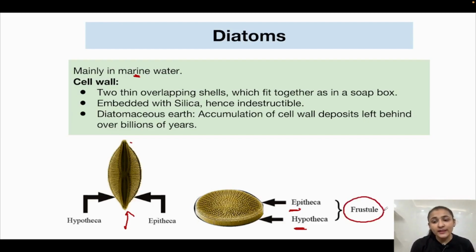Okay, so basically the cell wall of diatoms is known as frustule, and frustule comprises two thin overlapping shells, namely epitheca and hypotheca. The cell wall is embedded with silica, which makes the cell wall indestructible. It cannot be destroyed or degraded. It can remain as it is for years.